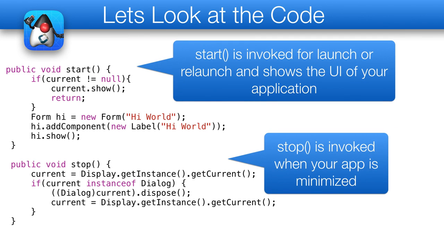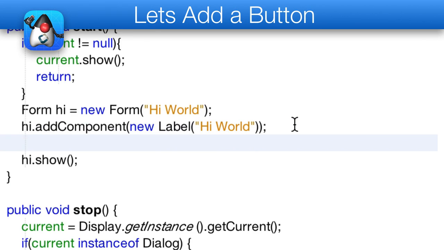Start is invoked when the app is started or restored from minimized state. You use it to show the UI. Stop is invoked when the app is minimized, and destroy might be invoked for a complete exit.